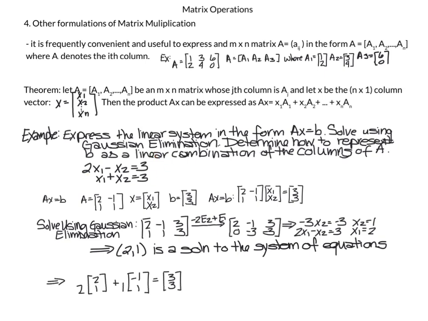So you can verify that this will get me to this echelon form matrix, which is 2, -1, 3, 0, -3, -3, which tells me this is x1, this is x2. -3x2 is equal to -3, which means x2 is equal to 1. And then we have 2 times x1 minus x2 is equal to 3, which gives me x1 equals 2.